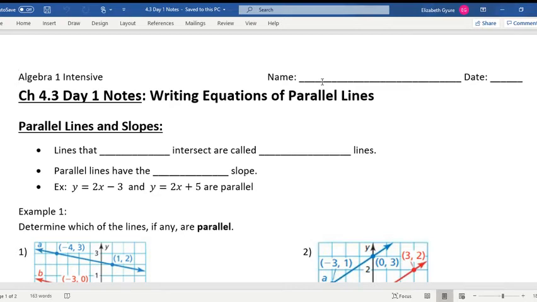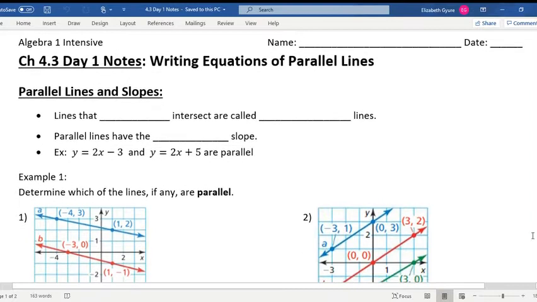4.3 day 1, equations or writing equations of parallel lines. Does anyone know what a parallel line is? Yes, lines that don't touch, lines that don't intersect, right? They're gonna stay the same distance apart all the time. So today we're gonna be dealing with those kinds of lines.